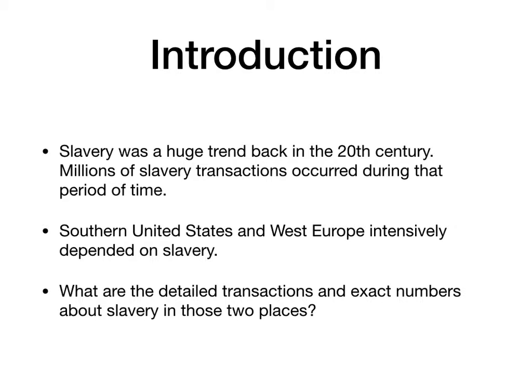West Europe, back in the days, they were pretty advanced, so pretty much they can bully everyone they want. Southern United States, their economy depend on farming a lot, so a lot of farmers use slaves to help them feed the animals or doing some farmer work. I'm also going to talk about what are the detailed transactions and exact numbers about slaveries in southern United States and Western Europe in the couple next slides.